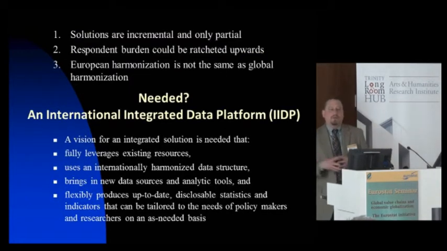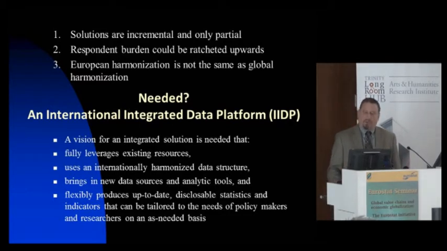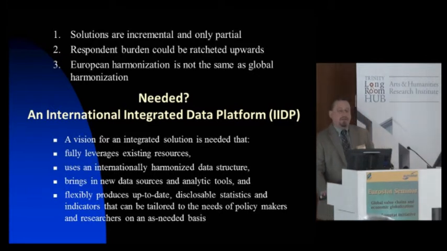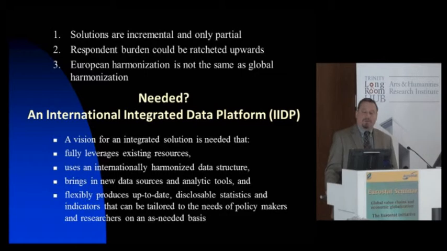So harmonization inside of Europe is not the same as global harmonization. I think that's important. So what we need, and this is the end of my report and my remarks today, is an integrated international data platform. At first at the European level, and eventually beyond that. This is an integrated solution that fully leverages existing resources, harmonizes data structure, brings in new data sources and analytic tools, so you can flexibly produce up-to-date, disclosable statistics and indicators that can be tailored to the needs of policymakers. I'm reading from my slide, I'm sorry, but this is exactly what I want to say. And researchers on an as-needed basis.